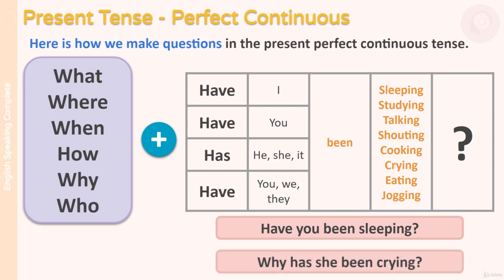Here's another example. Why has she been crying? So she cried before and she's still crying now. Why? Why has she been crying? What happened? Just a couple of examples for you in regards to forming questions in the present perfect continuous. So this is our Mastering the Basics lesson over for now for present perfect continuous. And I think it's time that we have a look at a load more examples in the animated section of this lesson.